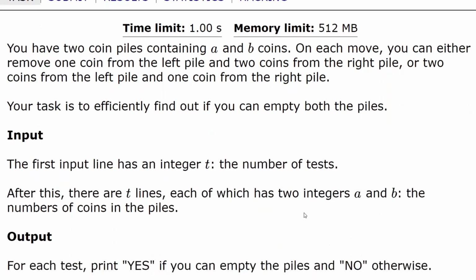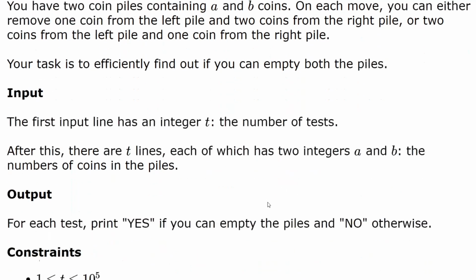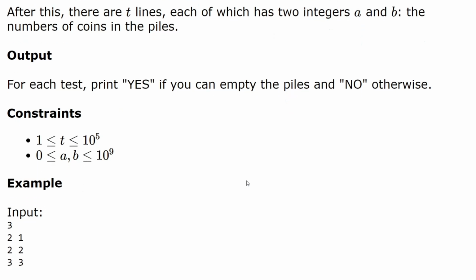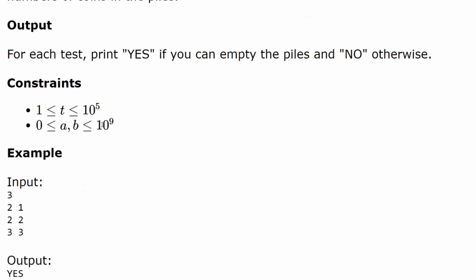And the input is, the first input line has an integer t, the number of test cases. After these, there are t lines, each of which has two integers, a and b, the numbers of coins in the piles. And the output is, for each test, print yes if you can empty the piles, and no otherwise. And the constraints are that we have 10 to the power of 5, so 100,000 test cases at the most, and A and B will be less than or equal to 1 billion.